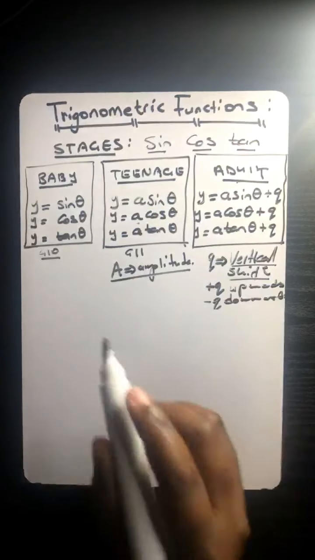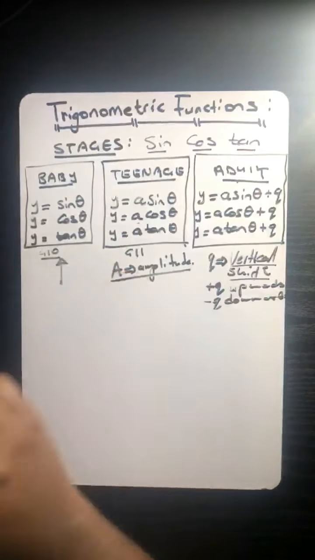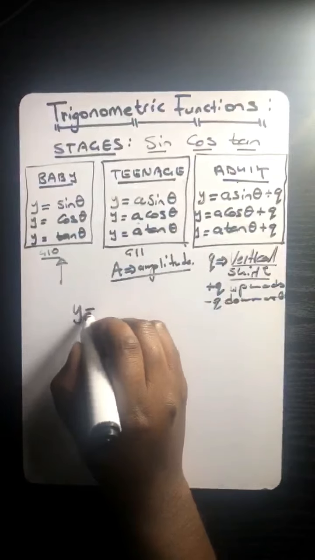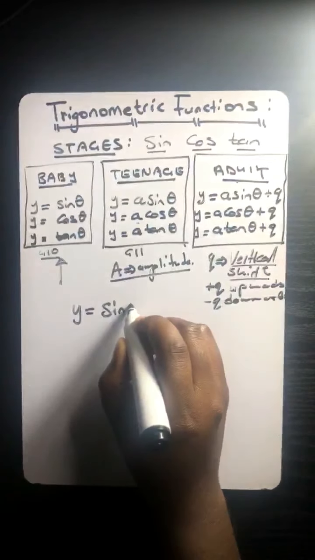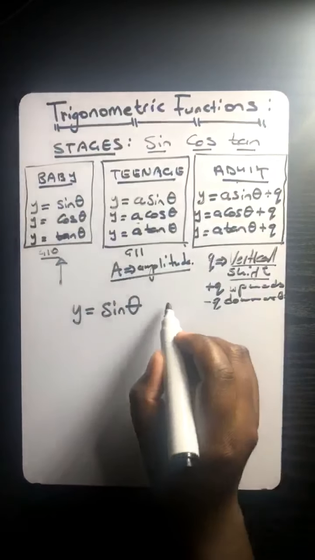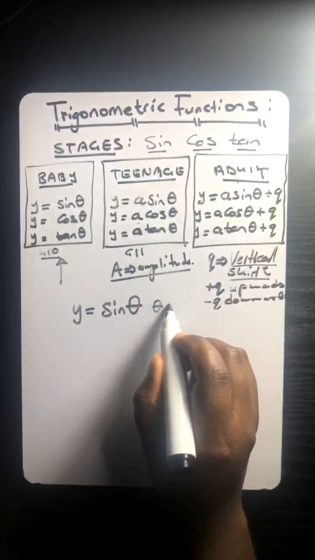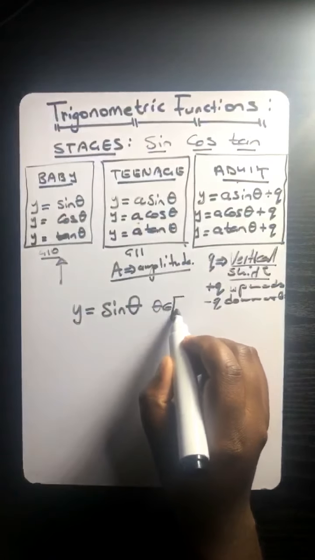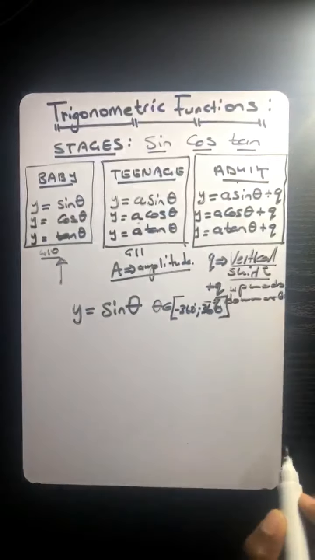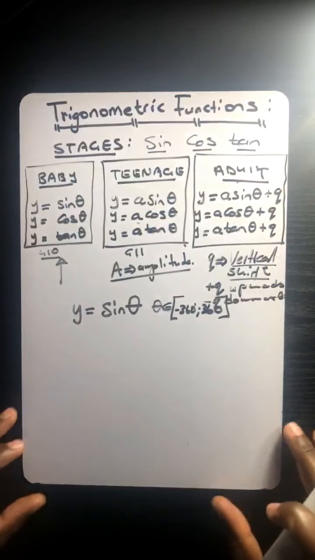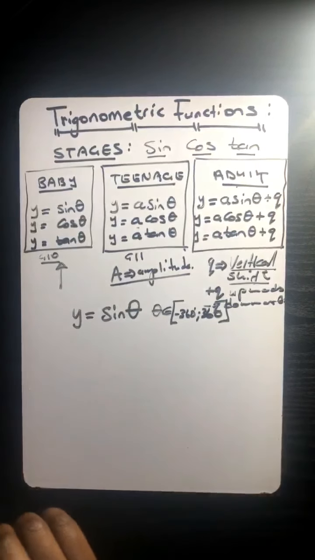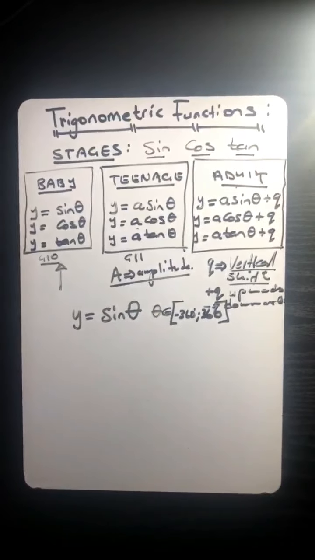Maybe let me sketch these trig functions at a baby stage. For example, let's firstly start with the function y equals sine angle, and they say sketch this where the angle is an element of negative 360 degrees to 360 degrees. All of you, make sure you've got your calculators ready, and most importantly, make sure that it's in degree mode. Very important, ladies and gentlemen.